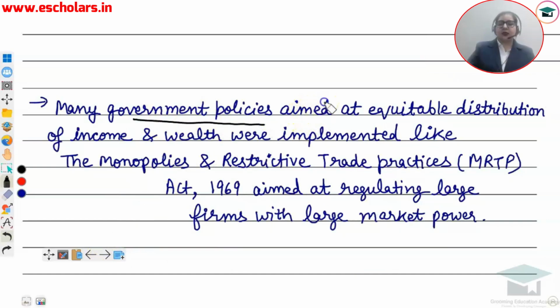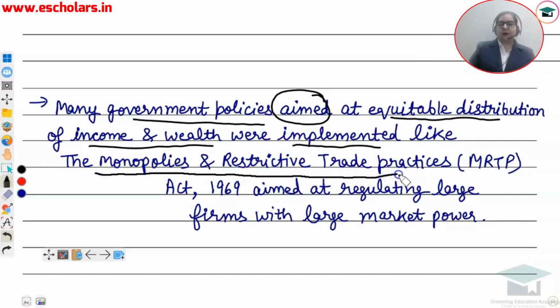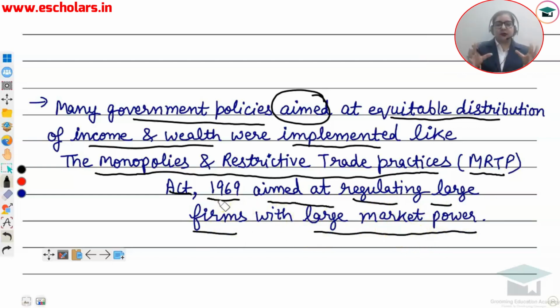Many government policies aimed at equitable distribution of income and wealth, and the government policies were able to attain their aim by implementing the Monopolies and Restrictive Trade Practices Act 1969. So basically this MRTP Act aimed at regulating large firms with large market power. Okay. So this act prevents large firms from taking any unfair measures or any unfair steps in the market. Okay. So let's have a look.